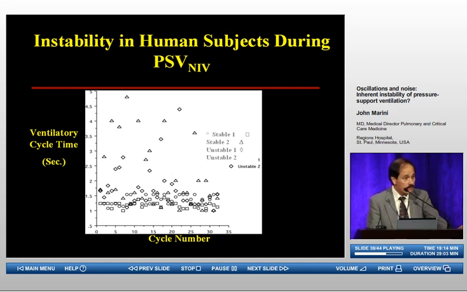Okay. Does it ever happen in humans? We actually have data in humans that such instability does occur in non-invasive ventilation. This is ventilator cycle time and cycle number, and you can see the cycle time length varying in varying conditions of interactions between obstructive disease and pressure support.